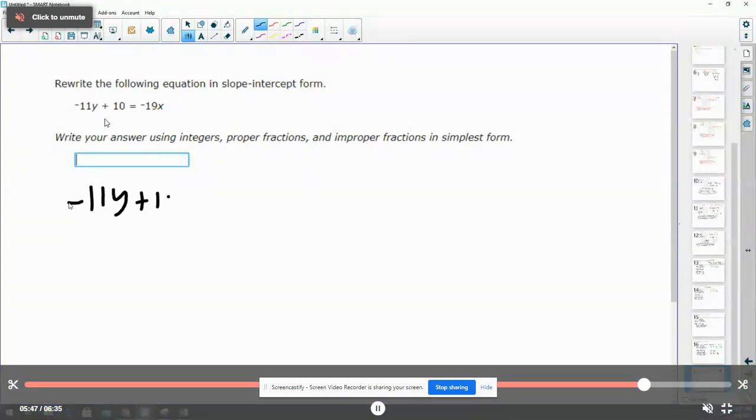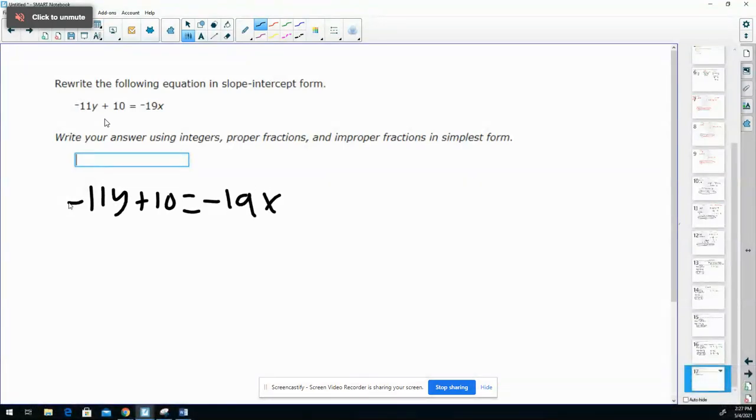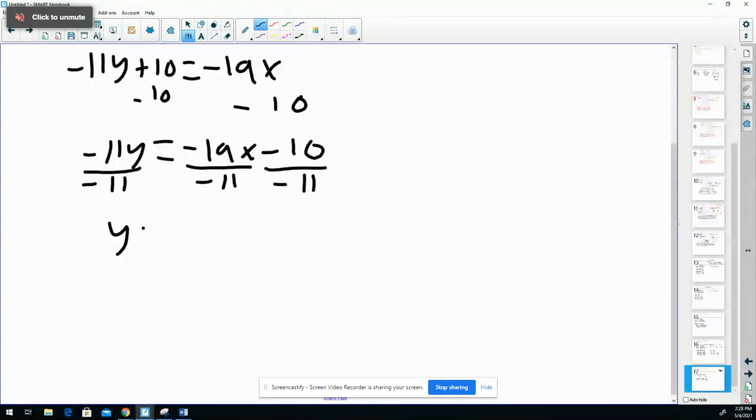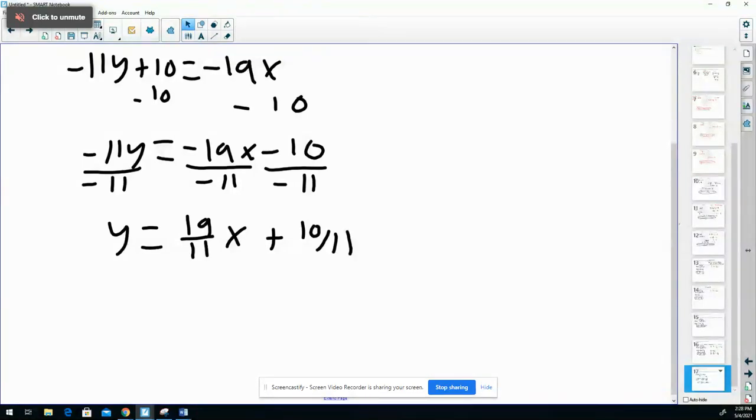Okay, and finally this one. We have negative 11y plus 10 equals negative 19x, so we're just going to minus 10 from both sides and divide both sides by negative 11, and we'll get y equals 19 over 11, because negative over negative is positive, and negative over negative is another positive, plus 10 over 11.